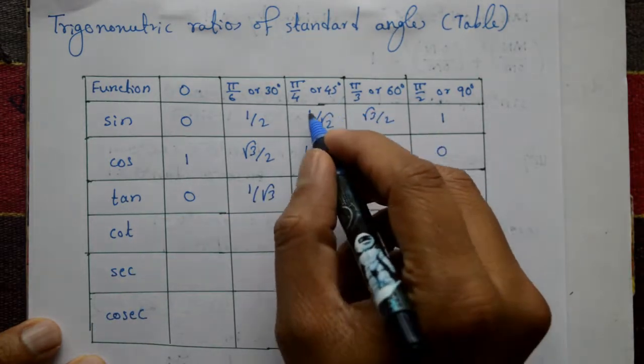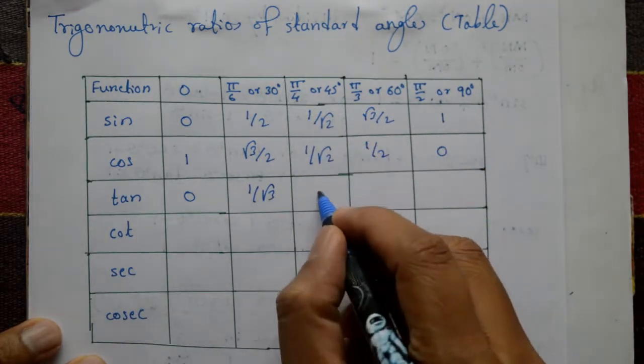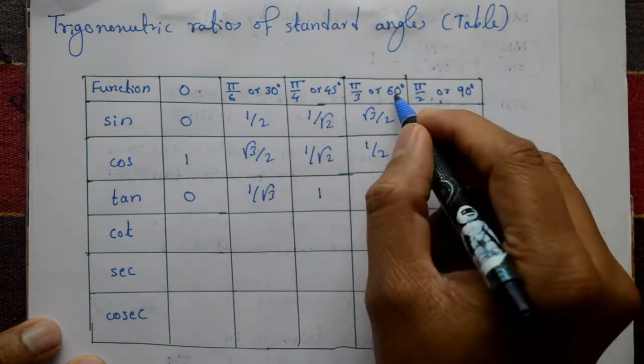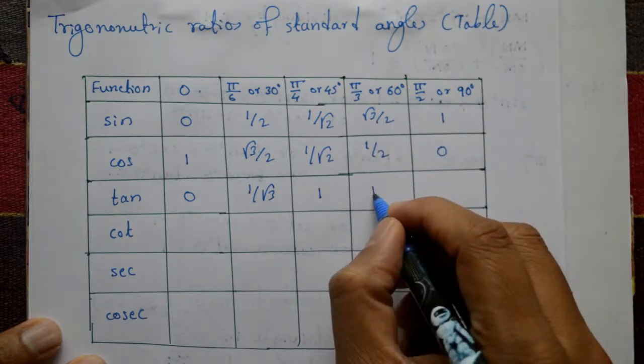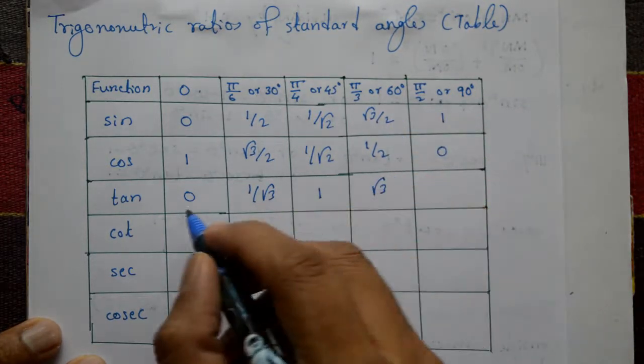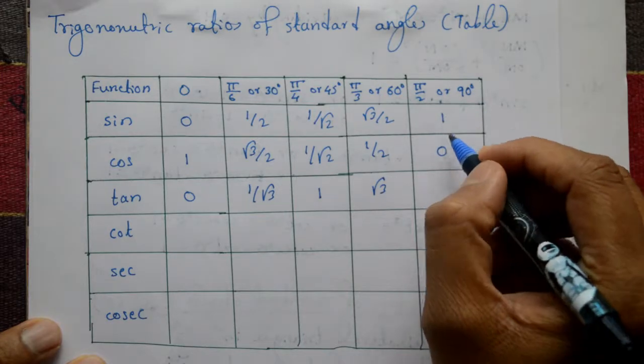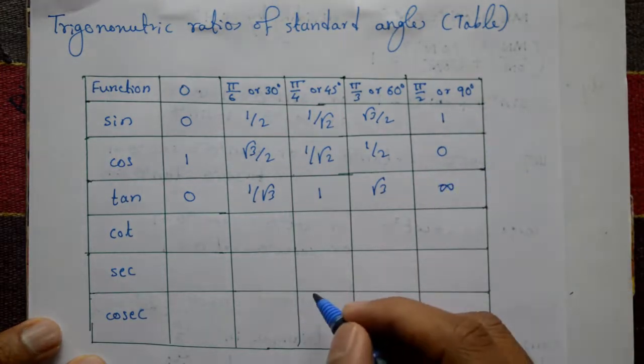Tan 45 degree. 1 by root 2 divided by 1 by root 2, cancel. You get 1. Now tan 60 degree. This is sine by cos. 2 cancel. Only root 3. Okay. Now tan 90 degree. 1 by 0. 1 by 0 is infinity.